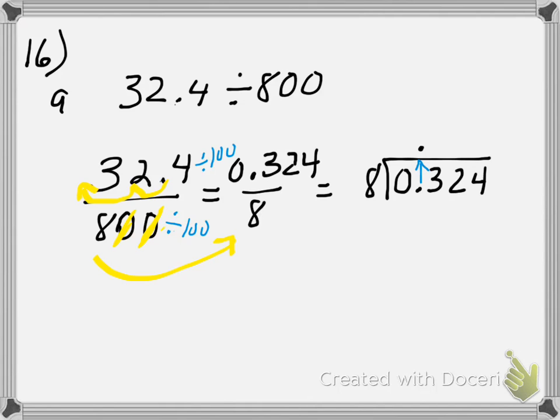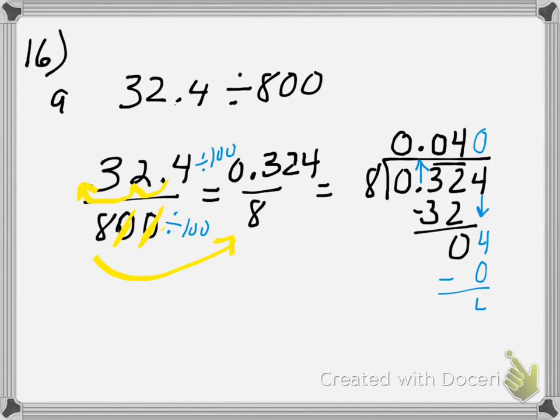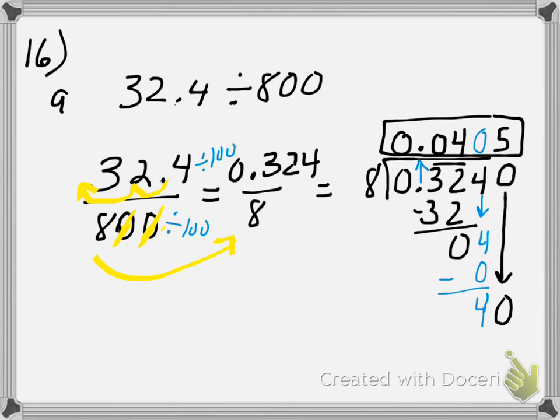So we have 8 goes in there 0 times, 8 will not go into 3. The first thing it's going to go into is 32, which is 4 times. Multiply, we get 32, subtract 0, now we bring down the 4. 8 goes into 4 0 times. We still go through the process, and then we're going to go ahead and add a 0, bring down that 0, and 8 goes into 40 5 times. So our answer is 405 10,000ths.